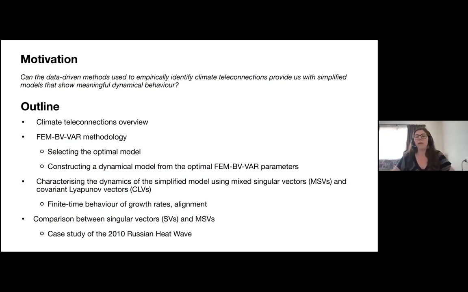Our main question was, you have all of these data-driven methods, and you can use them to identify climate teleconnections, which I'll talk about on the next slide. Some of these can provide us with simplified models, but do those simplified models actually show meaningful dynamical behavior? Are we just throwing computing tools at it and fitting all the data to something that looks nice, or are we actually getting some of the dynamics and physics correct as well when we're doing this?